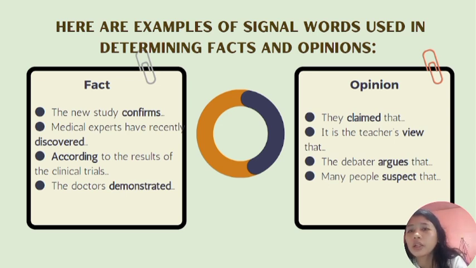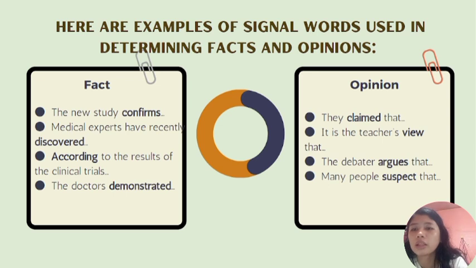Now for opinion, the signal words, for example number one: they claim that. The bold word here is "claim." This is an opinion, your own perspective or view in life. They claim. This is personal judgment.